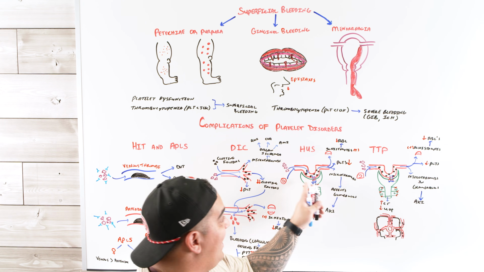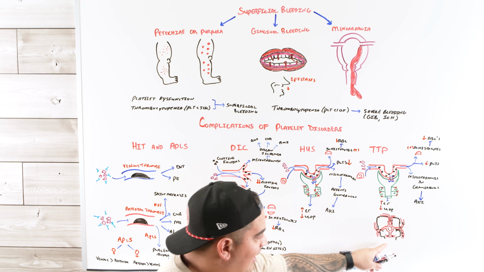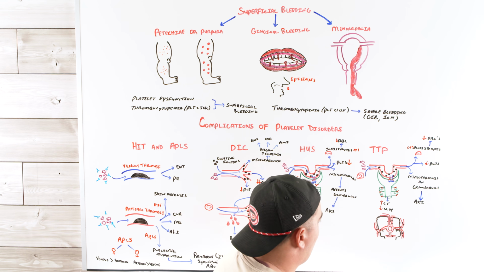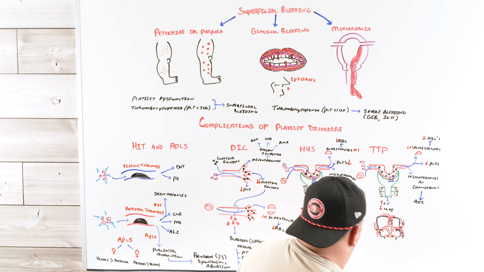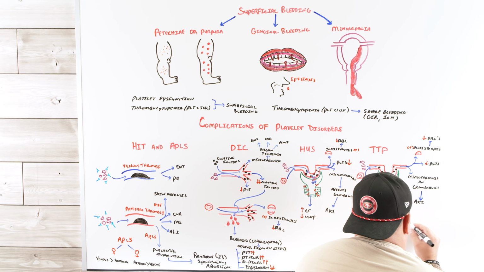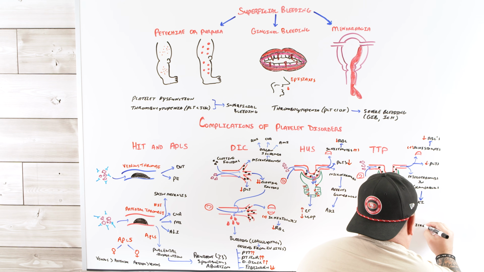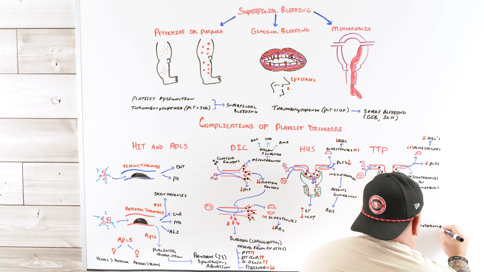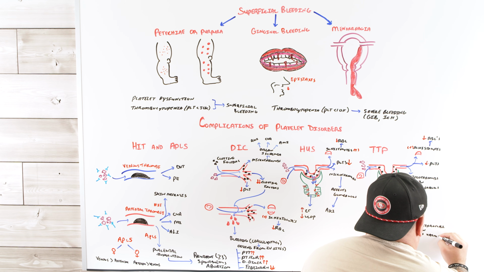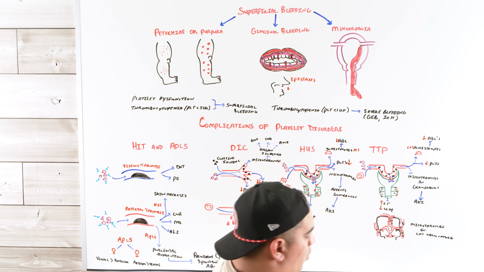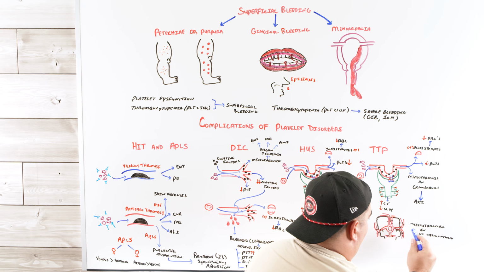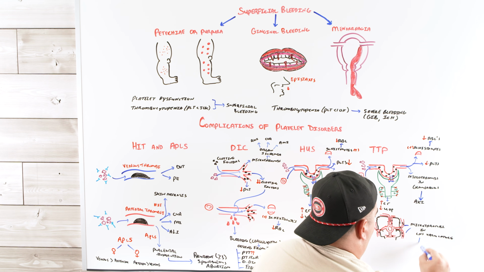Now what's the difference between that and HUS? Neurological symptoms. So oftentimes, they can get these microthrombi in the cerebral vasculature. So you can get microthrombi in the CNS vasculature. And if this cuts off blood supply to different areas of the brain, what could this do? This could cause a lot of neurological symptoms, my friend.